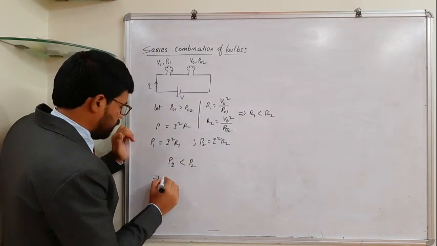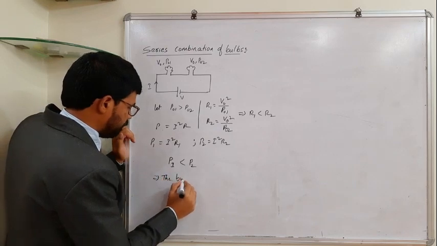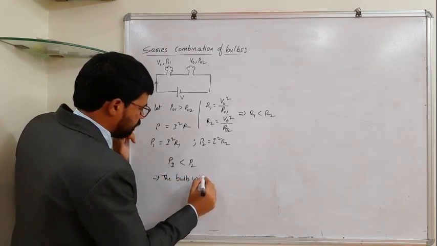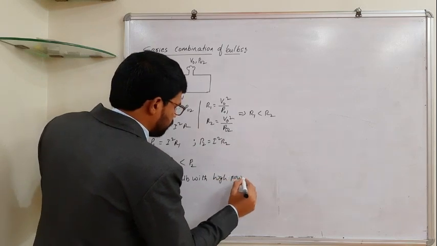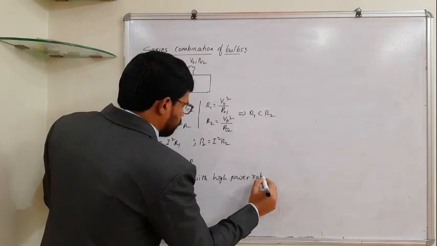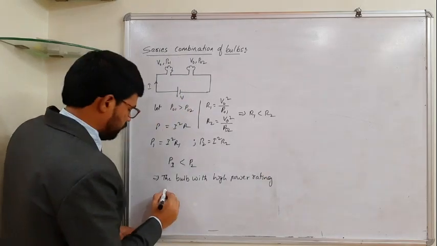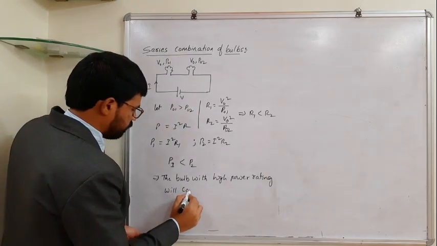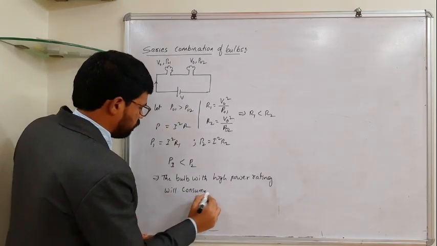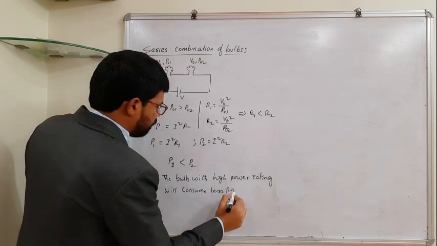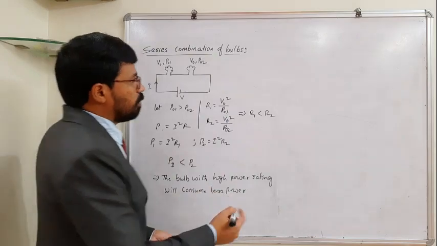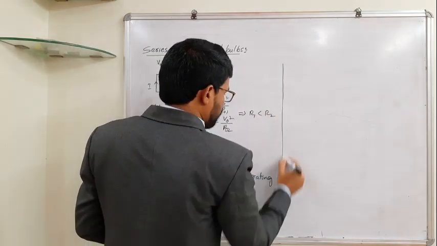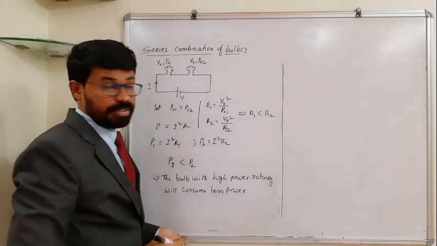That implies the bulb with high power rating will consume less power. Okay. So now let us talk about total power, effective power consumption in the series combination.